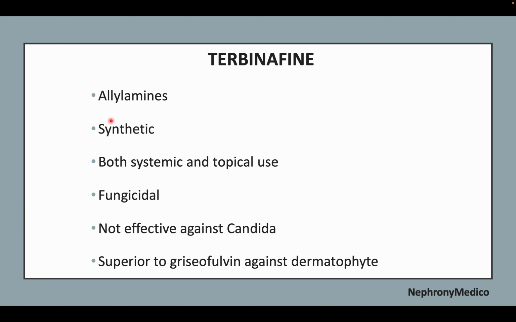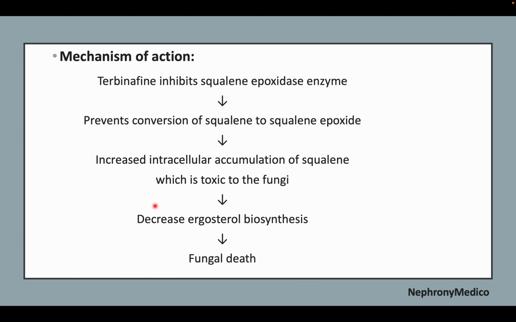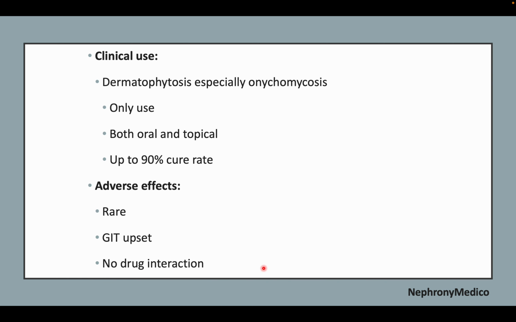Terbinafine. It is a synthetic allylamine for both systemic and topical use, and it is fungicidal. It inhibits squalene epoxidase enzyme, which prevents conversion of the squalene to squalene epoxide, and there is increased intracellular accumulation of the squalene, which is toxic to the fungi, and there is decreased ergosterol biosynthesis and fungal death. It is used for dermatophytosis, especially onychomycosis. It may lead to GIT upset.